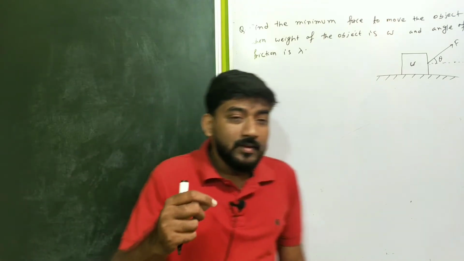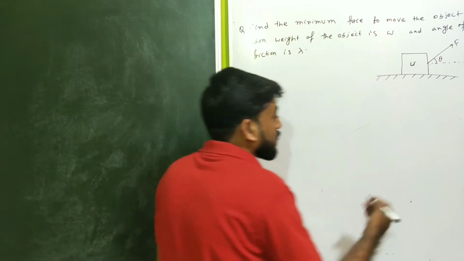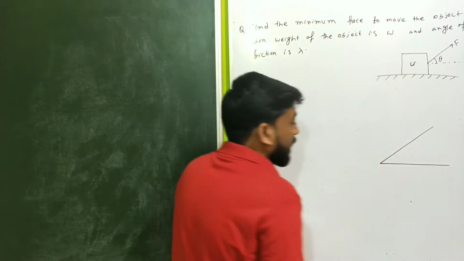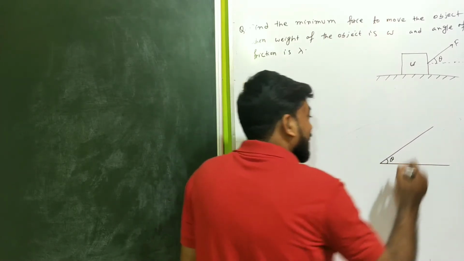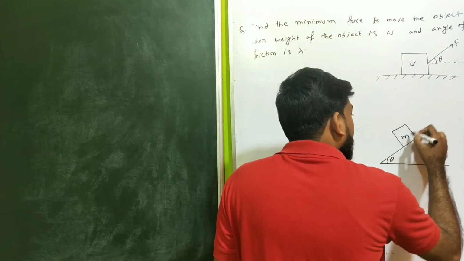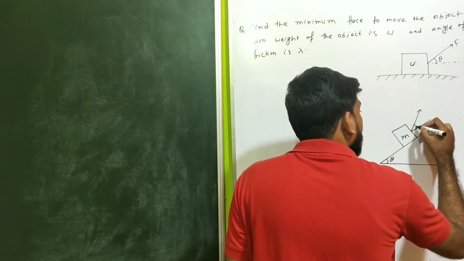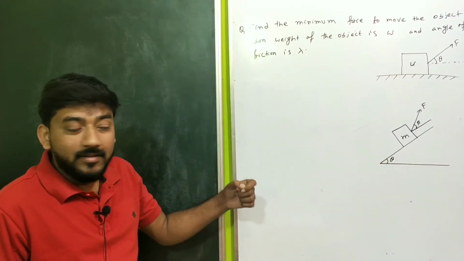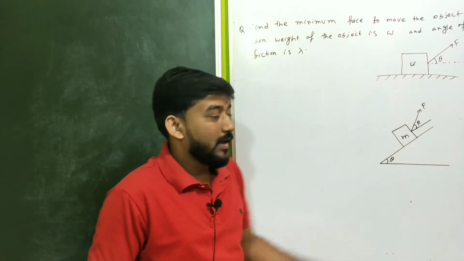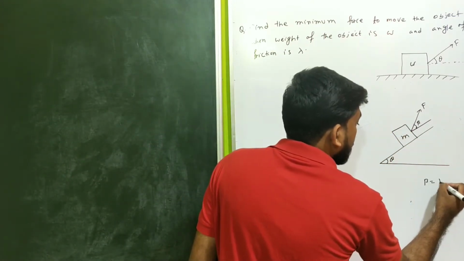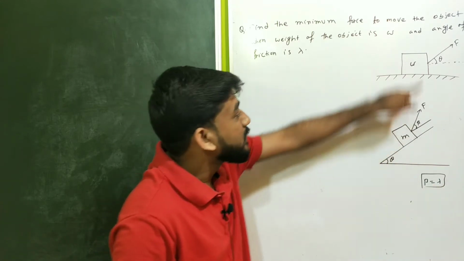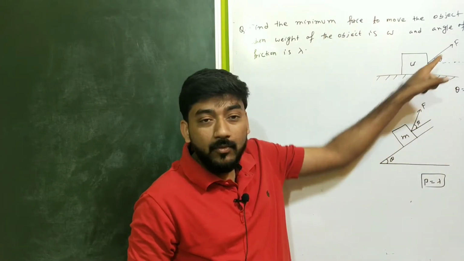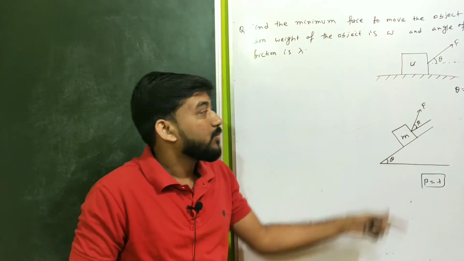Let me remind you of the previous problem so that you can understand. In the previous problem there was an inclined plane, and in that case this angle was theta, and the force was acting with the inclined plane at an angle beta. So there the condition was beta equal to lambda, and here theta will be equal to lambda.